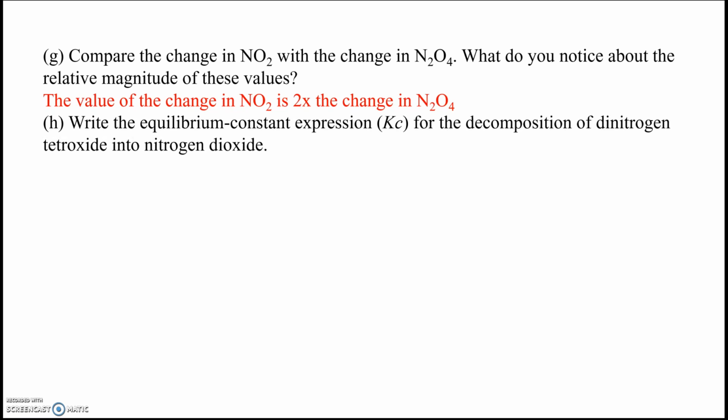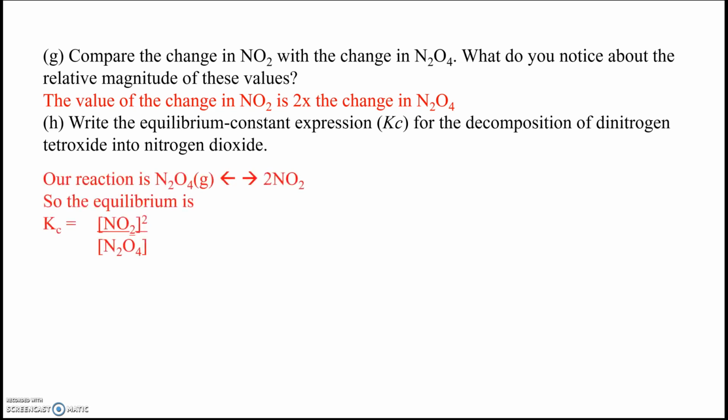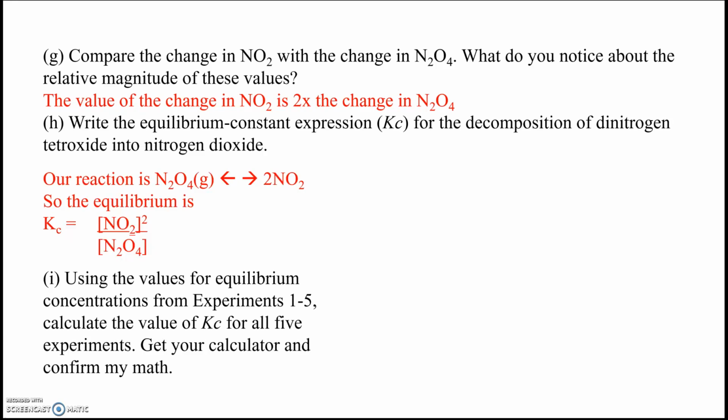Question H asks us to write the equilibrium constant expression, Kc, for the decomposition of dinitrogen tetroxide into nitrogen dioxide. So again, we look at our reaction, and we write our equilibrium expression: Kc is equal to the products raised to their stoichiometric coefficients divided by the reactants raised to their stoichiometric coefficients. So we get our expression for Kc. And using the values for the equilibrium concentrations from experiments 1 through 5, we need to calculate the value of Kc for all 5 experiments.